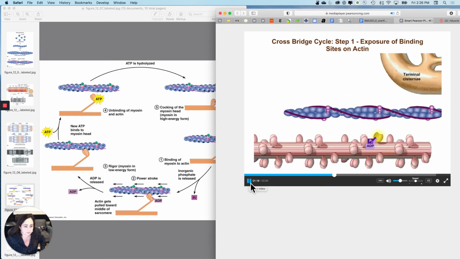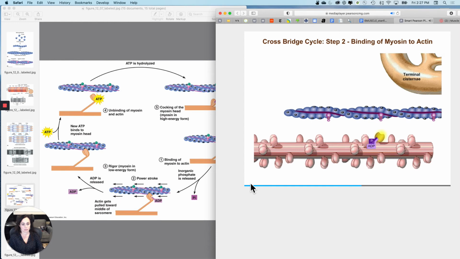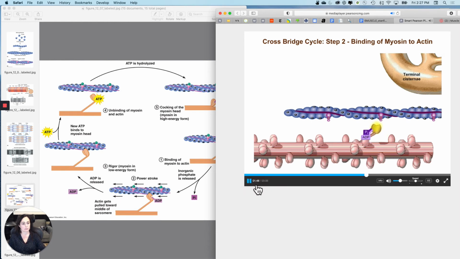The first step is exposing actin's binding sites. When a muscle cell is stimulated, the action potential brings about the release of calcium ions from the terminal cisternae of the sarcoplasmic reticulum. The calcium ions flood into the cytosol and bind to the troponin. This causes tropomyosin to shift, exposing the binding sites on actin. When a binding site on actin is exposed, an energized myosin head can bind to it, forming a crossbridge. That's crossbridge formation. That's free.